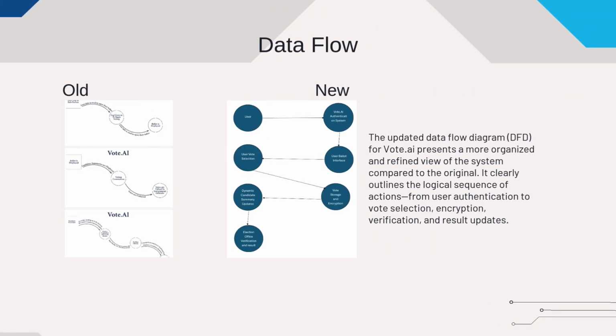Next, we have our data flow diagram. The updated data flow diagram represents a more organized and refined view of the system compared to the original. It clearly outlines the logical sequence of actions from user authentication, voter selection, encryption, verification, and result updates.